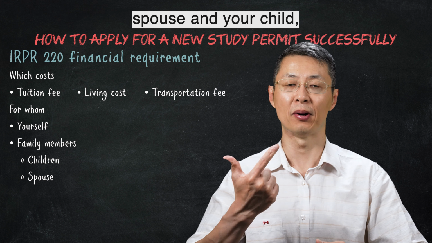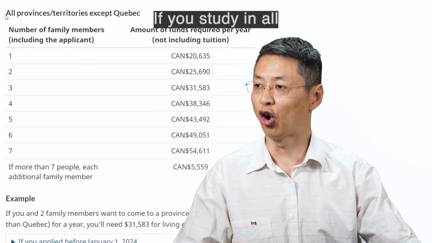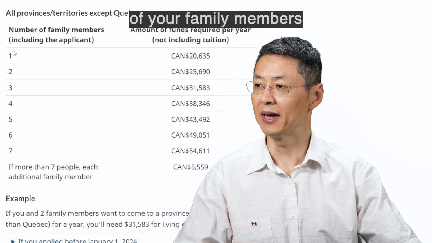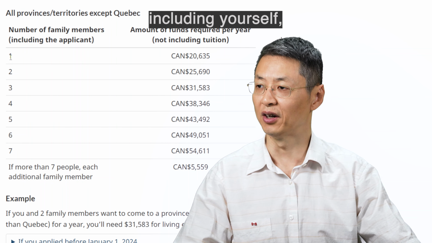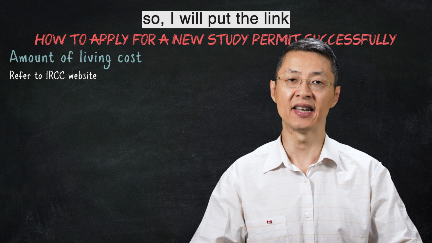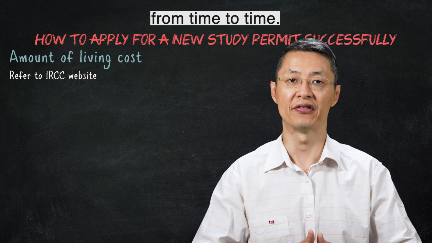Let's check it out. If you study in all provinces except Quebec, according to the number of your family members, including yourself, this is the minimum amount you will need to cover your living cost. This number may be updated every year, so I will put the link below the video. You can check it out from time to time.